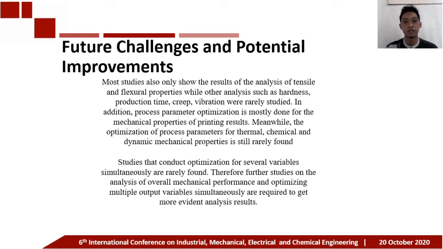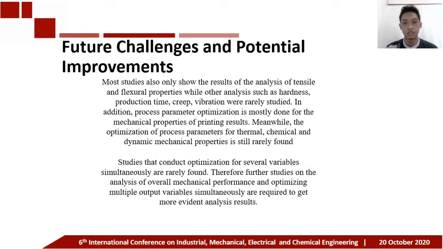Most studies also only show the results of the analysis of tensile and flexural properties, while other analyses such as hardness, production time, grip, and vibration were rarely studied. In addition, process parameter optimization is mostly done for the mechanical properties of printing results. Meanwhile, optimization of process parameters for thermal, mechanical, chemical, and dynamic mechanical properties is still rarely found. Studies that conduct optimization for several variables simultaneously are rarely found.